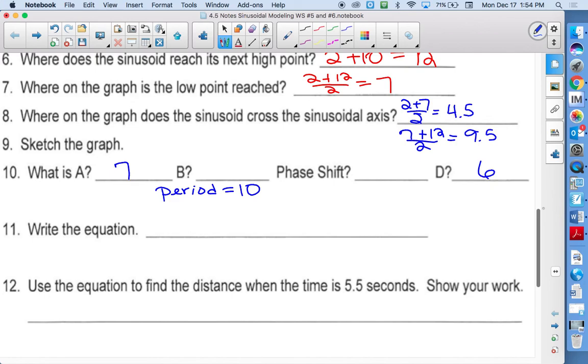So using what we know about the period is 2 pi over b. It's always a radian unless it says degrees. Always use radians. So Jenna, 2 pi over b equals 10 means b is equal to? Pi over 5. And then the phase shift is where the graph started at the highest point, which was 2 seconds.